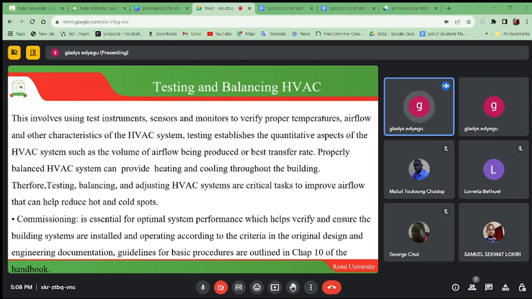So this involves using different test instruments, and they can sense and monitor the functioning of these machines during that time of service provision, or during the time when we need them. So therefore, testing, balancing, and adjusting these HVAC systems are actually critical tasks to improve the airflow that can help reduce hot or cold spots.